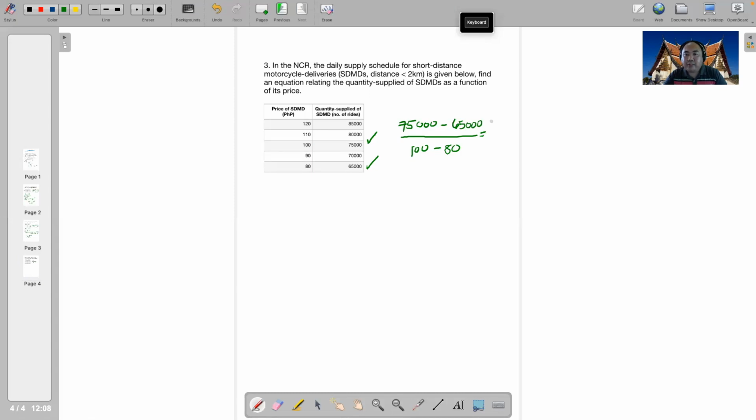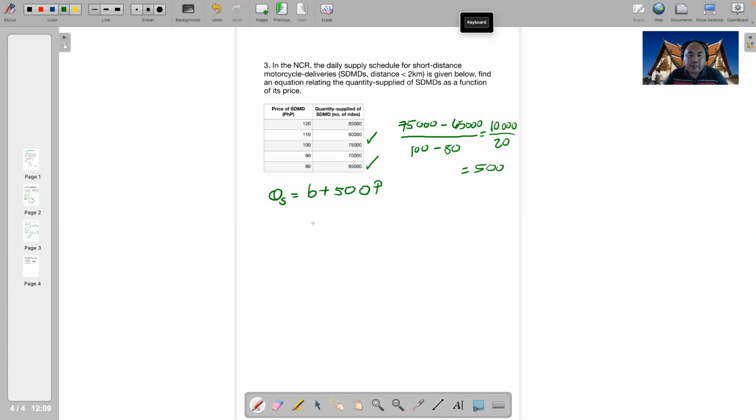So this is doing the computation. This is 10,000 divided by 20, or this is 500. Again, why is this positive? We expect this to be positive because this is a supply model, and there is a positive correlation between price and quantity supplied. So we expect quantity supplied to be some constant B plus 500.